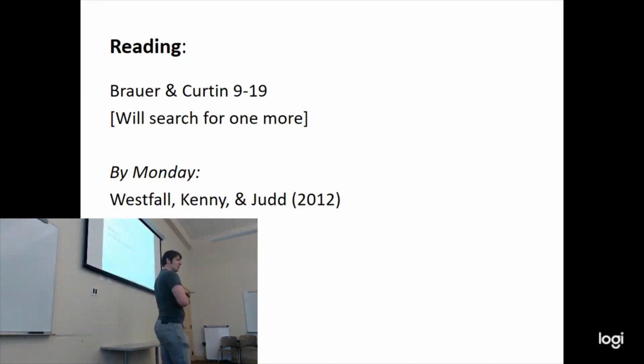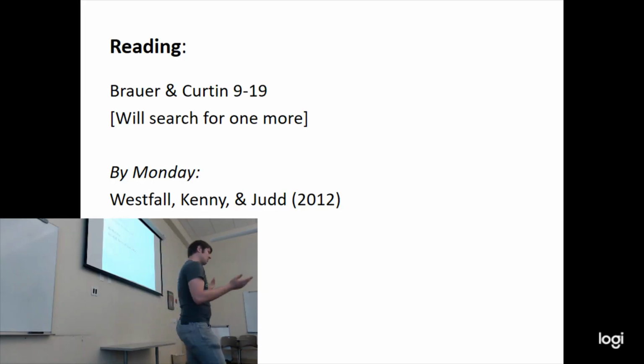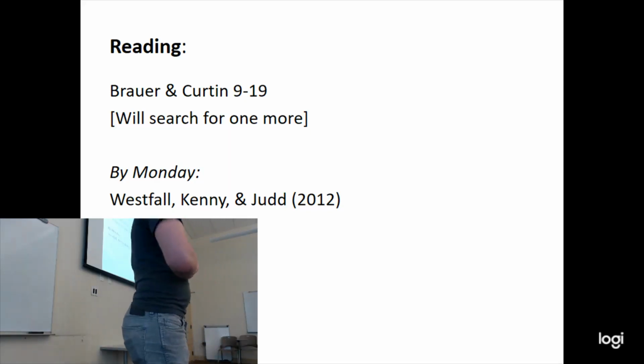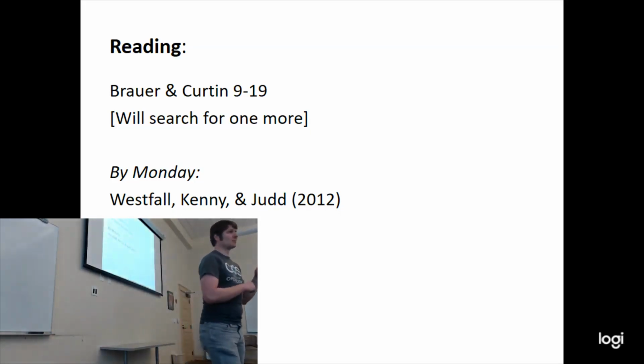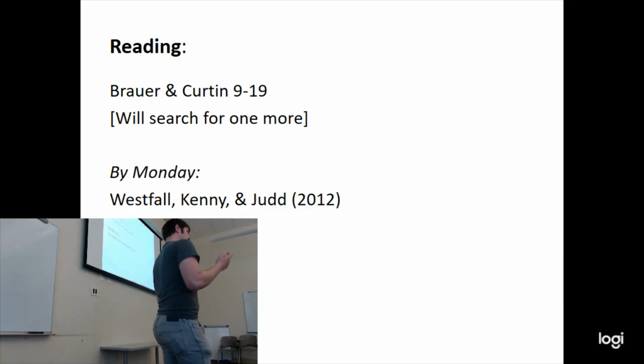So the reading for Monday is the rest of that Brower and Curtin paper, that sort of tutorial that actually uses Elm 4. There's a lot of useful tips that we're going to get into in a bit. So finish that up. I wasn't able to find yet one other reading that covers some of the conceptual topics that we'll be going through today, because they're a little bit complicated.